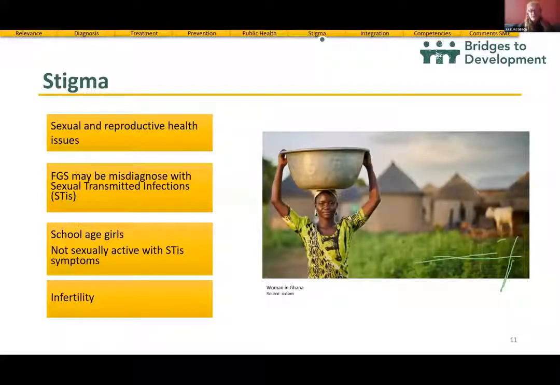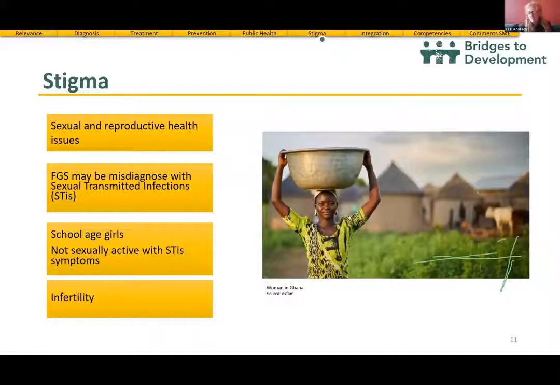So with FGS, there is stigma, and I think this is an important thing to recognize because there are sexual and reproductive health issues. So women who cannot have children, this can be a significant issue within their communities. Also being repeatedly diagnosed with a sexually transmitted infection can cause big problems within families and cause strife between spouses when one believes that the other is infecting them with a sexually transmitted infection, which is actually not a sexually transmitted infection, but a parasitic infection.